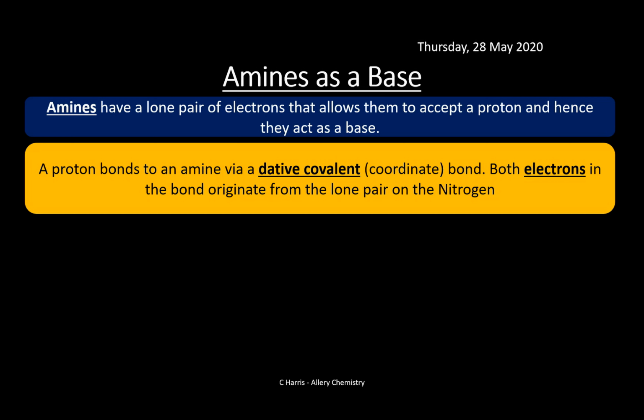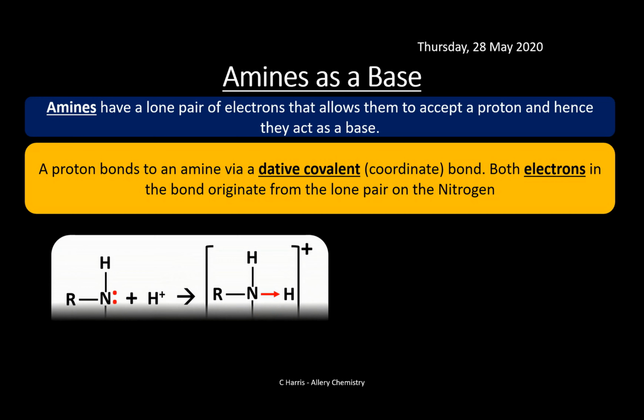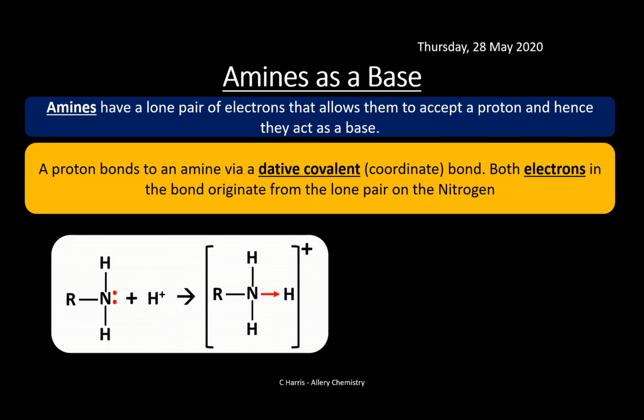Remember, that's where both electrons come from one atom. So in this case, it's going to be nitrogen. Nitrogen has a lone pair of electrons, and both of those electrons are donated to the hydrogen. So let's have a look here. You've got your amine, not ammonia. There's your amine molecule. There's your lone pair of electrons there. It's going to accept the H+, and it's going to form this. And you can see here that we represent a dative covalent or coordinate bond with an arrow. The arrow is showing where the electrons are coming from and where they've been donated to.